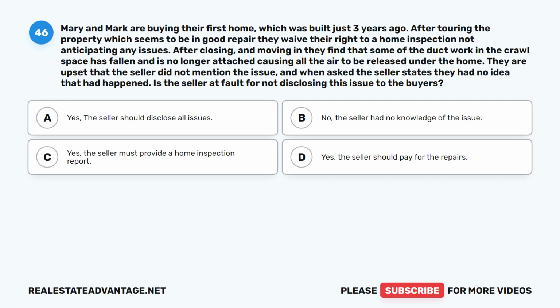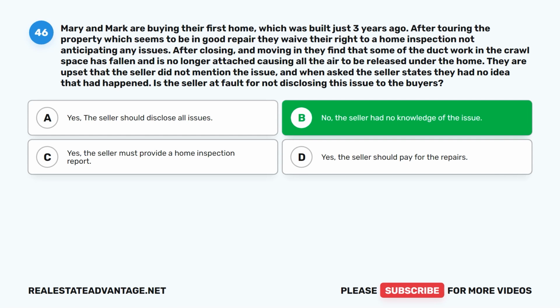A. Yes, the seller should disclose all issues. B. No, the seller had no knowledge of the issue. C. Yes, the seller must provide a home inspection report. D. Yes, the seller should pay for the repairs. The correct answer is B. No, the seller had no knowledge of the issue.